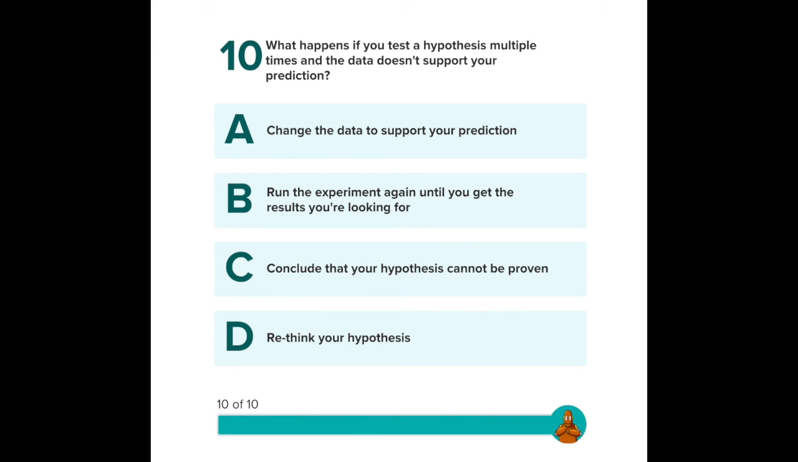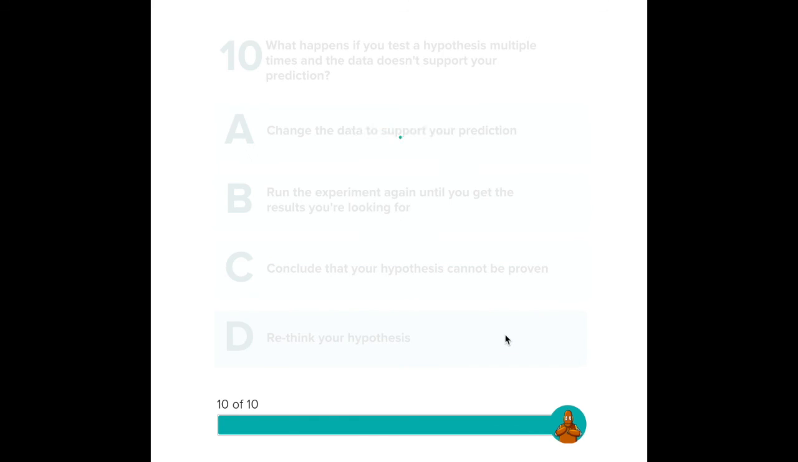Number 10, what happens if you test a hypothesis multiple times and the data doesn't support your prediction? Should you A, change your data to support your prediction? B, run the experiment again until you get the results you are looking for? C, conclude that your hypothesis cannot be proven? Or D, rethink your hypothesis? If you test your hypothesis multiple times and your data doesn't support your hypothesis, then you should definitely rethink your hypothesis.